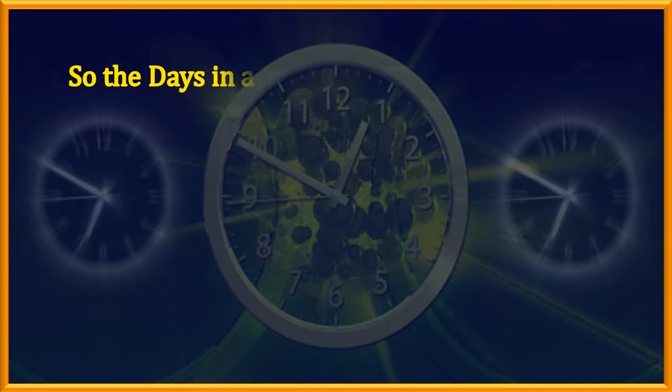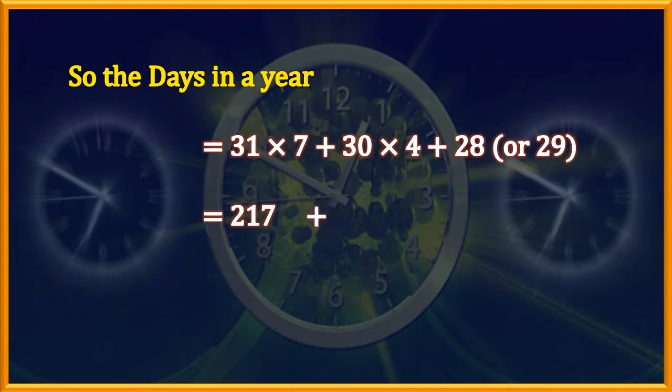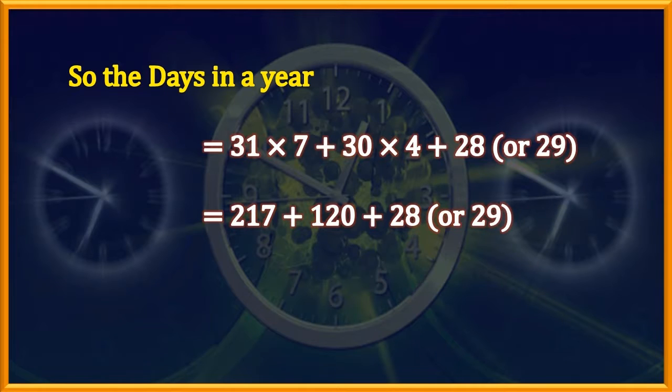So, the days in a year is equal to 31 into 7 plus 30 into 4 plus 28 or 29, which equals to 217 plus 120 plus 28 or 29, which means 365 or 366.